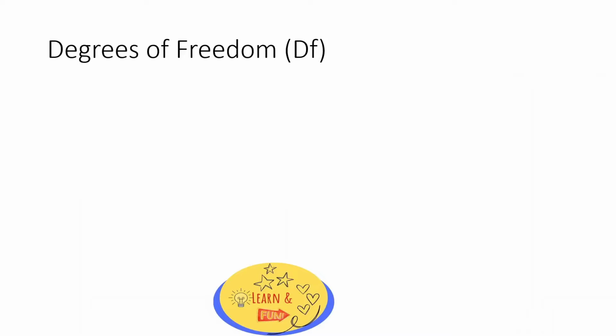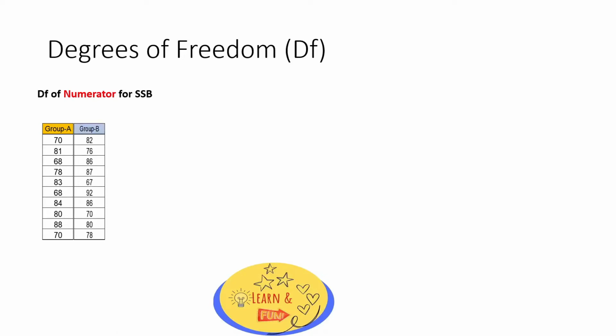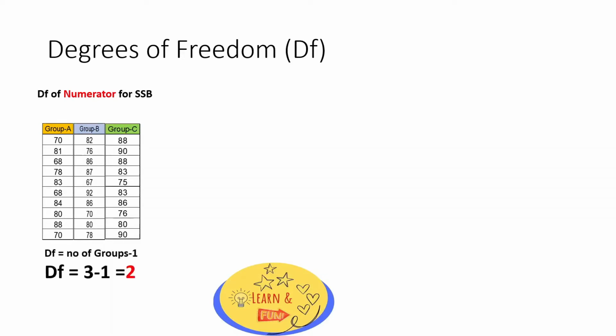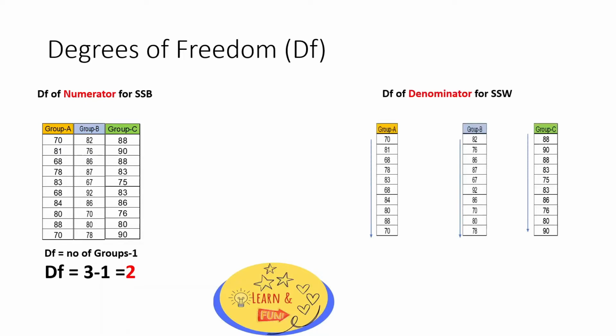Now, before we get into the F table, here is a very quick understanding of degree of freedom. For the degree of freedom of the numerator, I just explained: since we have 3 groups, it is 3 minus 1, which is equal to 2. For the denominator, the same thing: we have 3 groups, but it is within, so we have 10, 10, 10 observations, which adds up to 30. So it is 30 minus 3, which gives you 27. That is how this 2 and 27 comes into the picture.